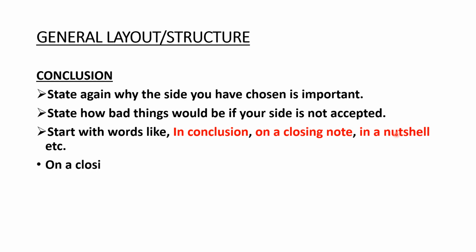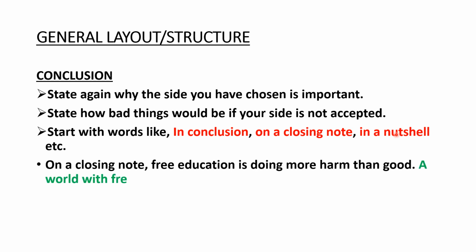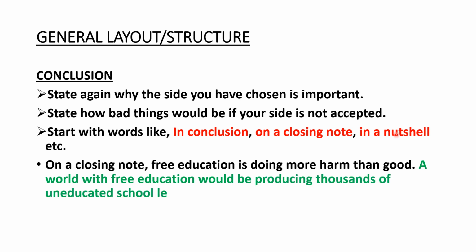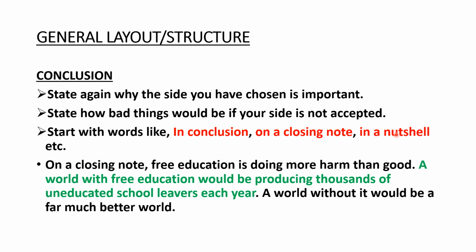Here's an example. On a closing note, free education is doing more harm than good. A world with free education would be producing thousands of uneducated school leavers each year. A world without it would be a far much better world. So on a closing note, free education is doing more harm than good. A world with free education, meaning that those people are saying free education is okay, would be producing thousands of uneducated school leavers each year. Then a world without it, like the way we are supporting, would be a far much better world.